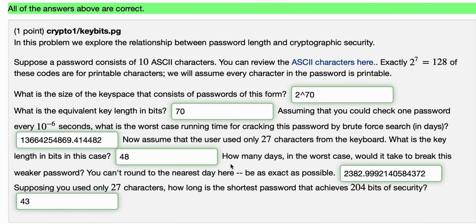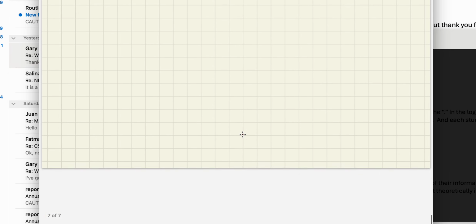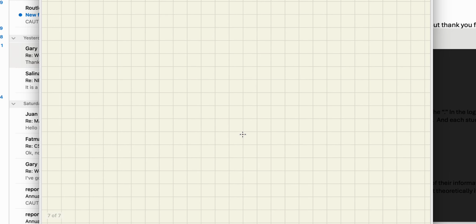Now it says how many days in the worst case would it take to break this weaker password? And the reasoning here is the same as what we did before. So we have 27 possible letters and a password that's 10 characters long. So this is the number of passwords. So again, we would divide this by 1 million. And what would that be? That would be the number of passwords we can check per second.